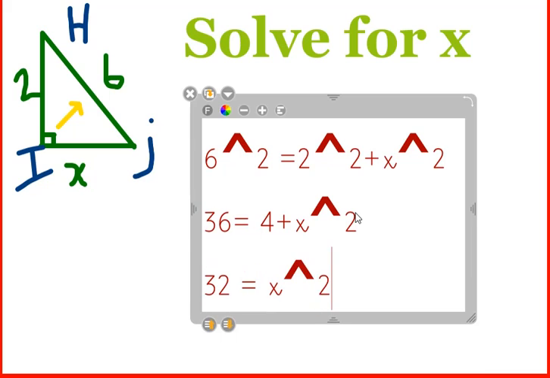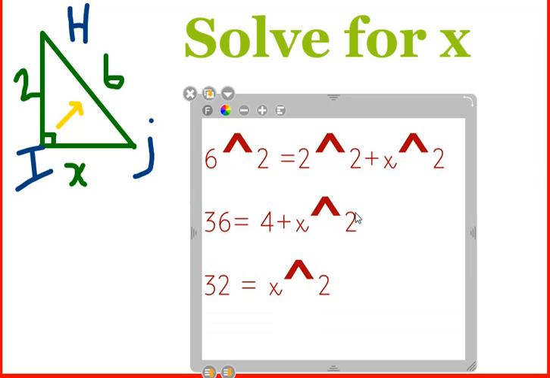If we solve for x, the square root of 32, there is no exact square root of 32, so we'll get a surd number, or a number in surd form. The square root of 32 is 5.66.